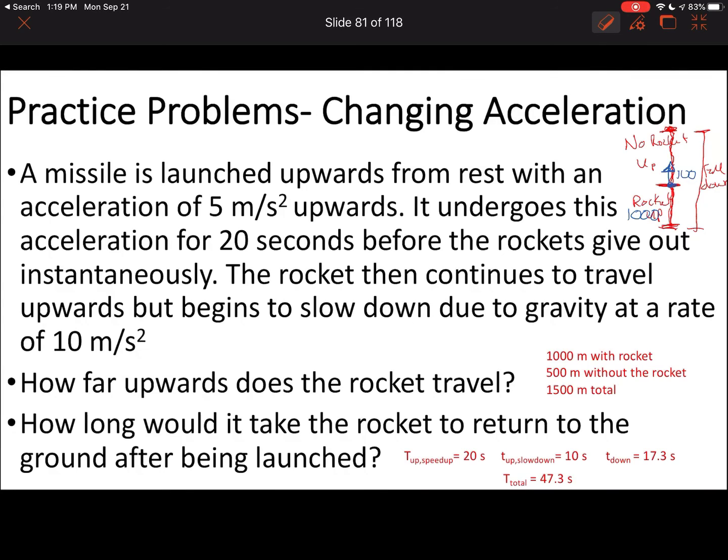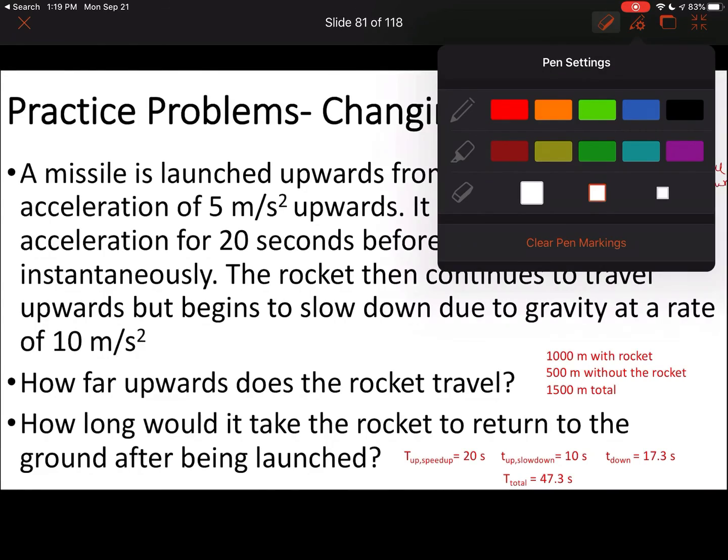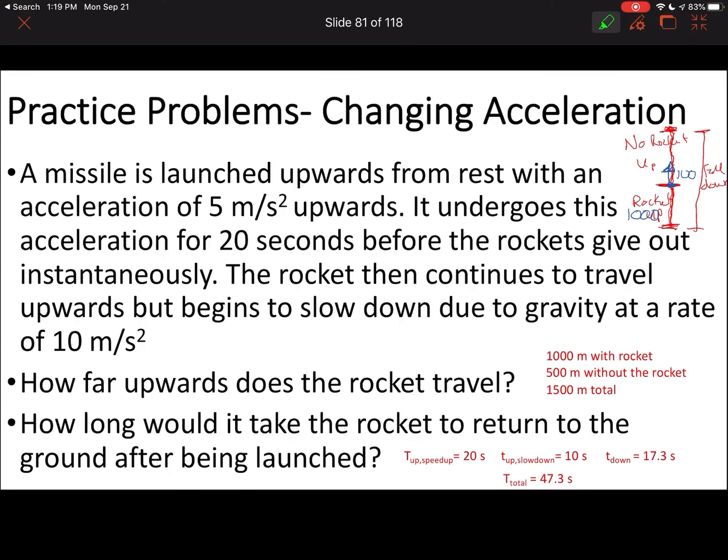1,500 total. Now we also want to do a similar thing when solving for time. And you can kind of see now that I have this divided, how would I do this? Well, there's a time for the first one. We have to get the time with the rocket, the time without the rocket, so slowing down but still moving up, and then we can solve for that one. And then our time that it takes to fall the 1,500 meters downwards, and then you just put all 3 of those times together.